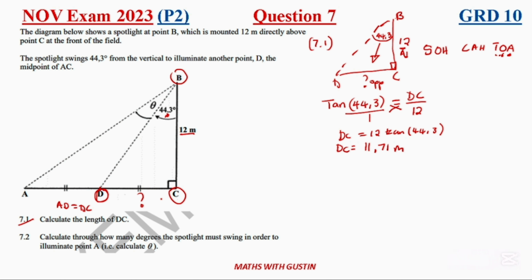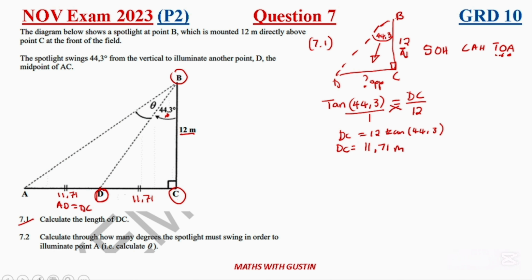So now we can come here and say we have successfully done that. So it's going to be 11.71 meters, but however, remember they said they are equal, so therefore even this side is going to be 11.71. Okay, great stuff.